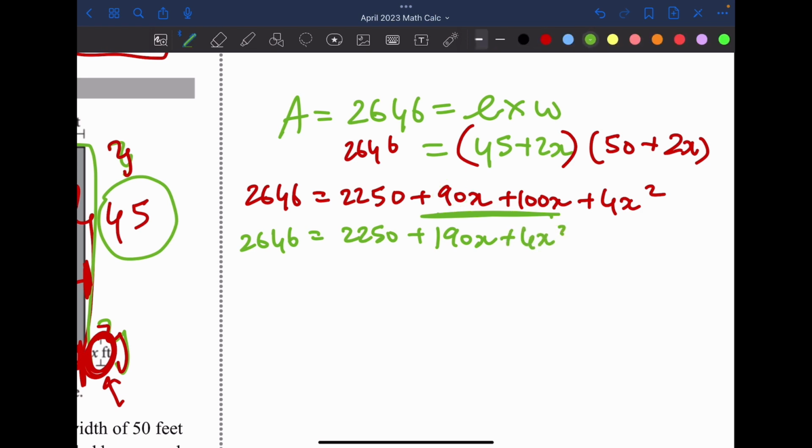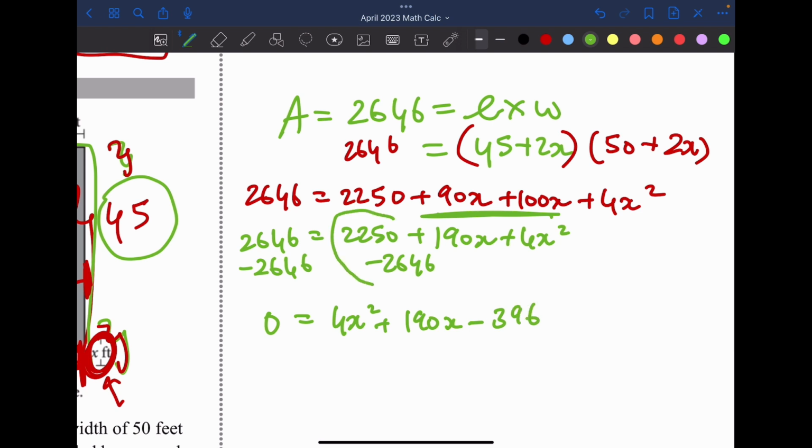plus 4x squared. And then in the quadratic formula, to use the quadratic formula, it must be equal to 0. So how do you get rid of the 2646? You subtract it from both sides. So subtract 2646 like this, 2646. You would end up with 0 is equal to 4x squared. I'm going to write this first, and then I'm going to write down the plus 190x. And then plug this in the calculator, but 2250 minus 2646 is equal to negative 396. Okay, I got that from these two numbers.